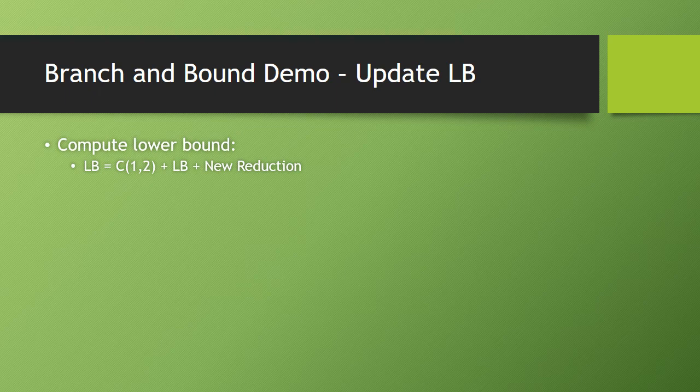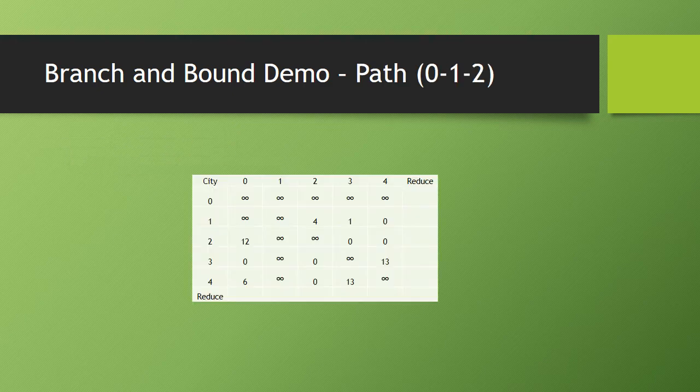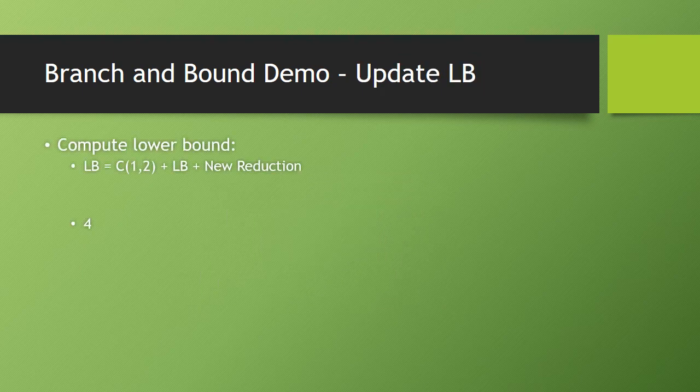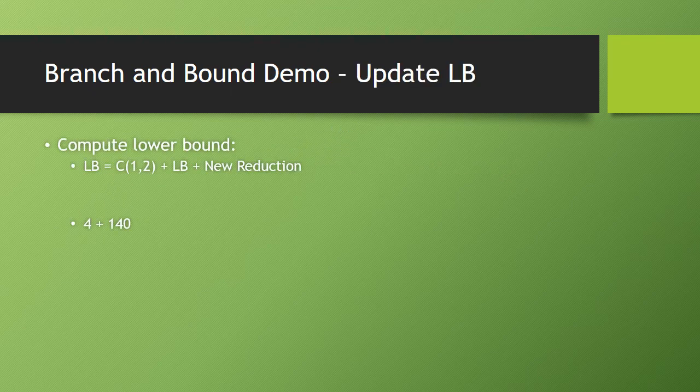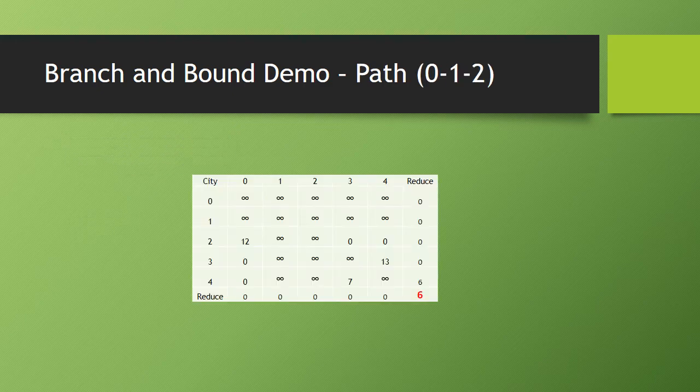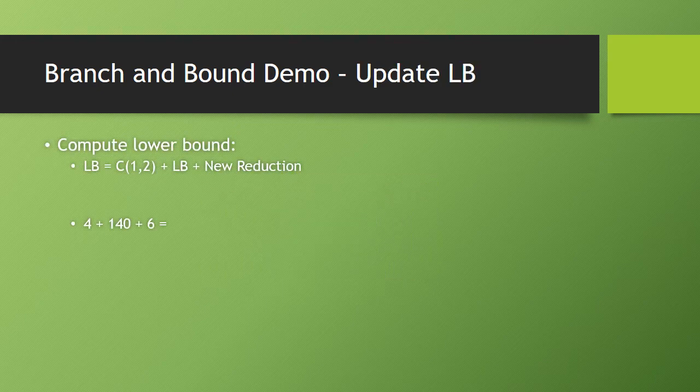So again, we'll compute our lower bound, and we'll look for the cost from 1 to 2, and that's 4. And then we'll add our lower bound from city 1, and that's 140. And then we'll add any new reduction, which is 6. So our lower bound from 0 to 1 to 2 is 150.